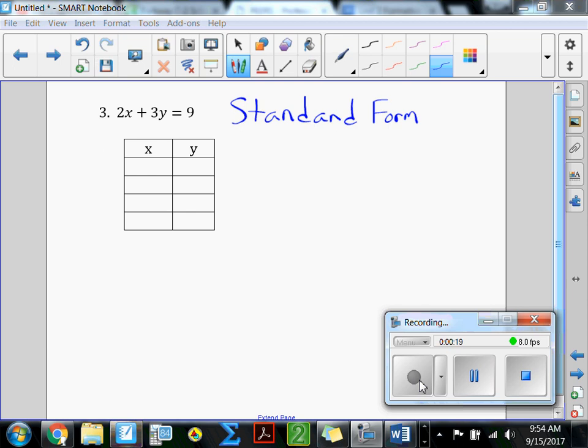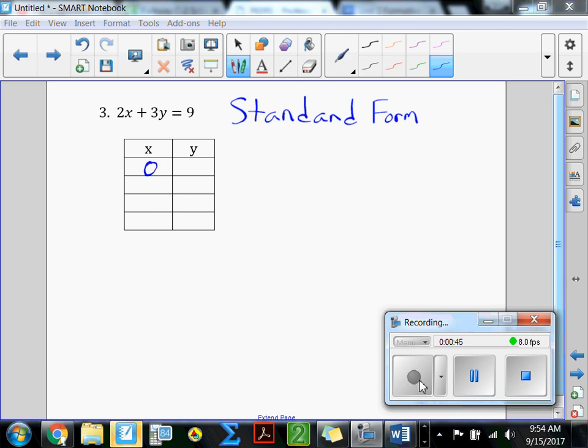I can make a table the same way as before. I can plug in 0, 1, 2, and 3. I could, since it's in standard form, start by finding the x and y intercepts. So I'd use a 0 for the x and a 0 for the y and go that route. I can also rearrange the equation. So let's do this first without rearranging the equation.